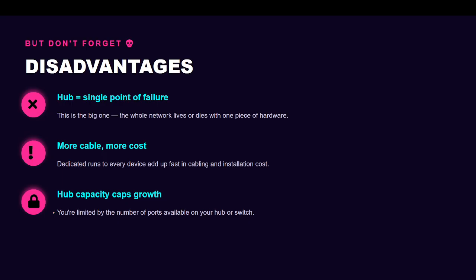But don't forget the trade-off. Hub single point of failure. If the hub fails, the whole network dies. So this is the main major disadvantage of star topology. That's the whole risk of this design. You are paying more for cables than with ring and bus topology, and your growth is literally capped by how many ports your hub has.